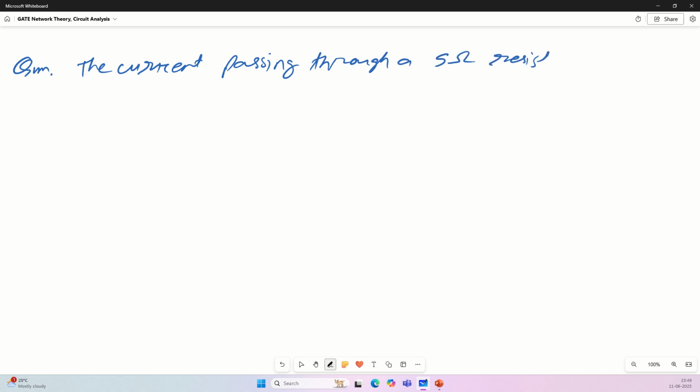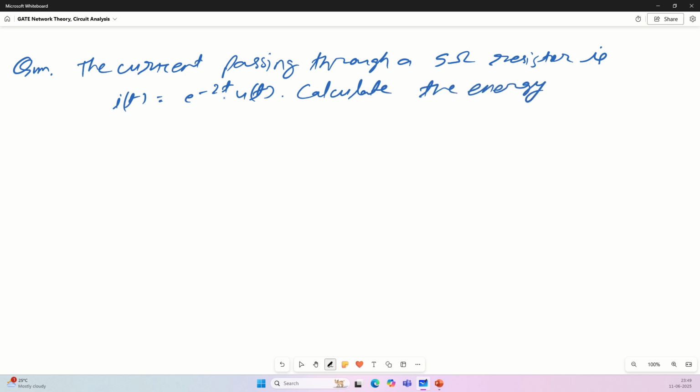The question is, the current passing through a 5 ohm resistor is I of t, which is given as e to the power minus 2t u of t, where u of t is the unit step function. Calculate the energy dissipated.